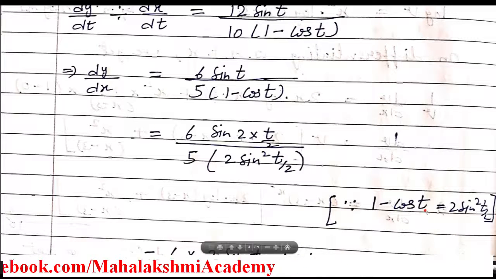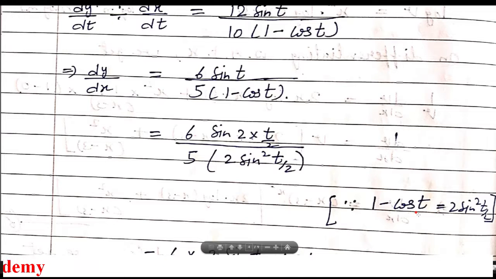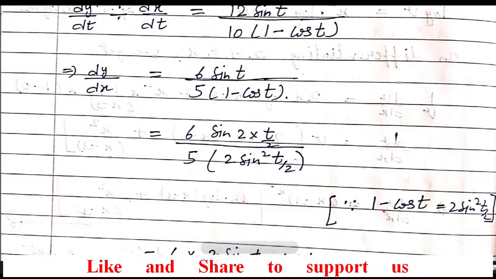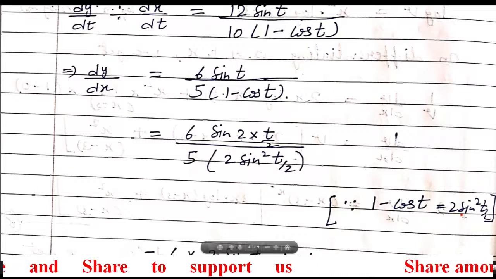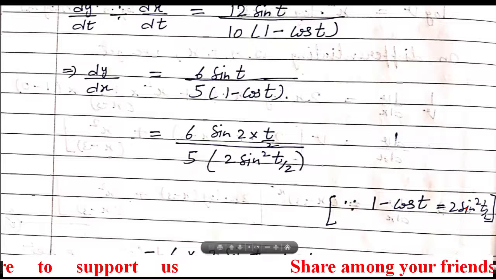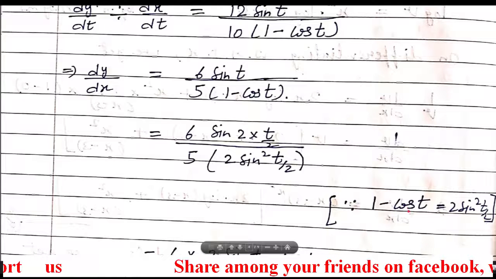This formula we have used very frequently in this complete exercise. So I hope it's clear to you. This formula arrived from the cos 2 theta formula. If you know it, then it's okay. Otherwise just learn it: 1 minus cos t is 2 sin square t upon 2.